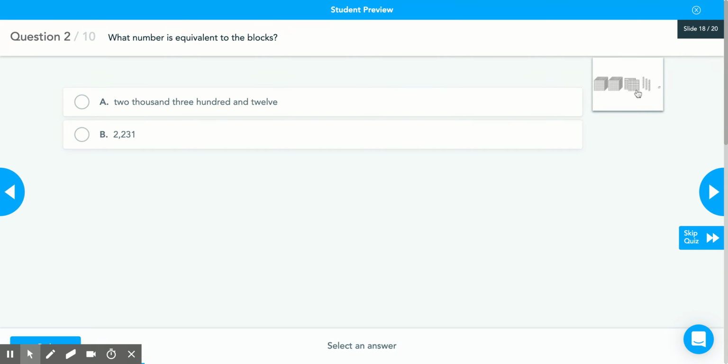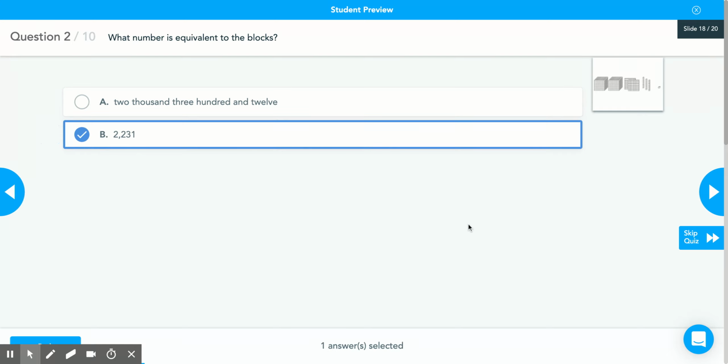Then we see that there are 200s blocks, so we go back over and see, oh, the word form says 300, so we know that is not right anymore. However, B is correct, and there is a 2 in the hundreds place, which is 200. But let's just make sure the rest of it is correct. So there are 3 tens blocks, and we can see that there's a 3 in the tens place in B as well, 1 block, and there is a 1 in the ones place, so B would be correct of 2,231.